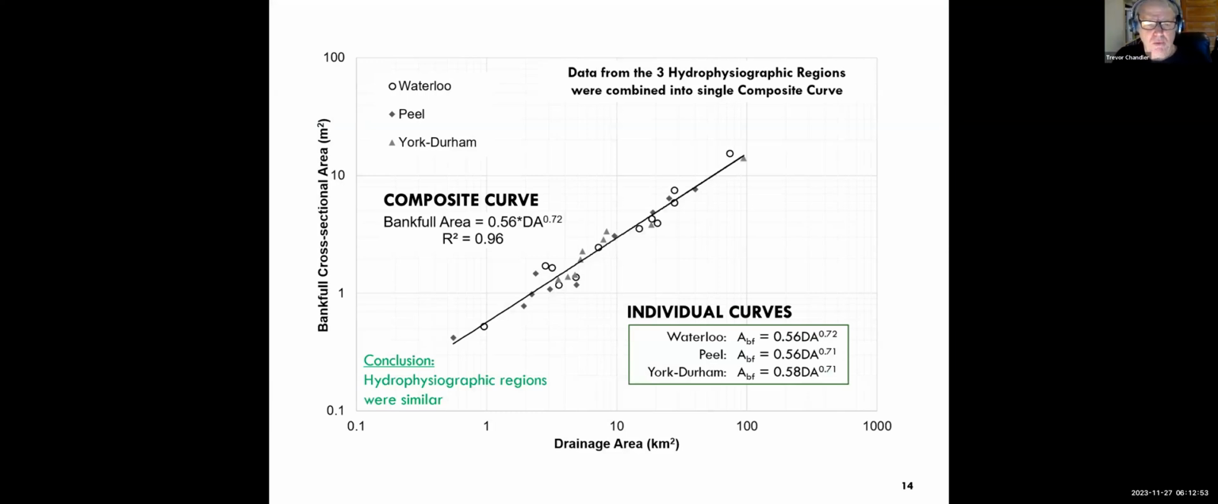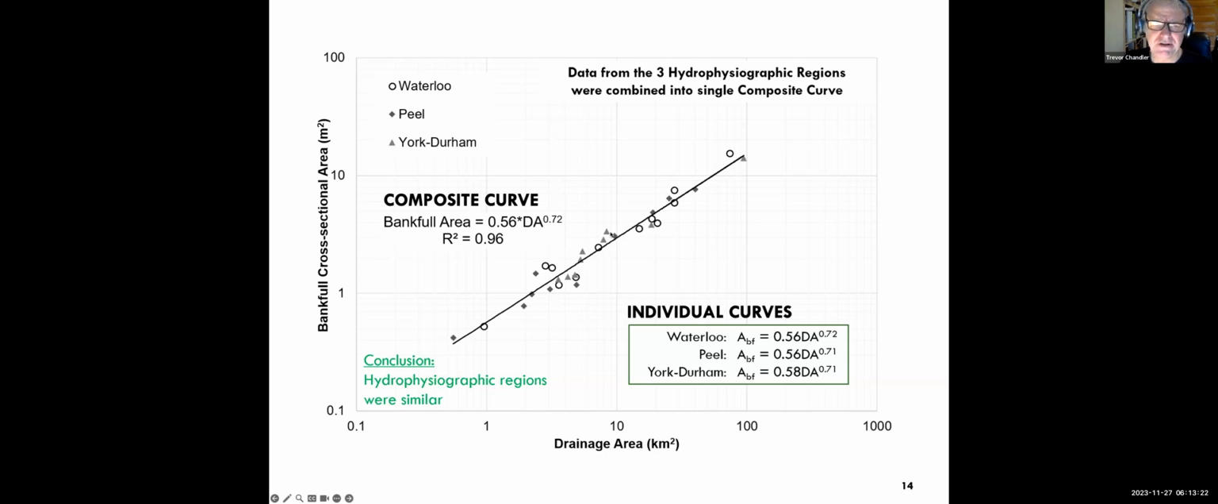So we found out that hydrophysiography, at least for the three regions that were studied in this study, did not influence the curve. We plotted them up for each of the regions, and they were essentially the same curve. So that gave us the green light to combine all of the results into one single curve for the area. And this is what the curve looked like.